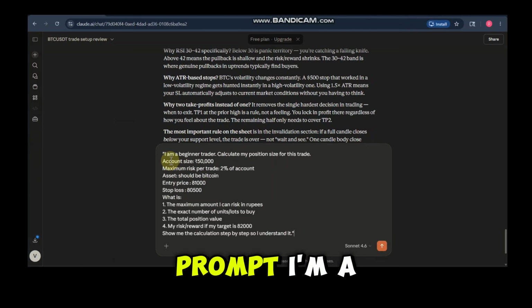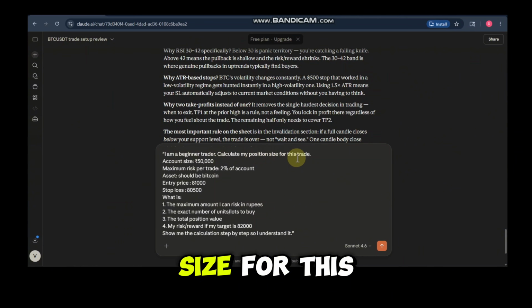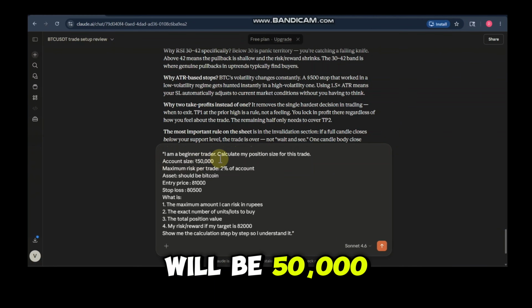And here's the prompt. I am a beginner trader. Calculate my position size for this trade. My account size will be 50,000.